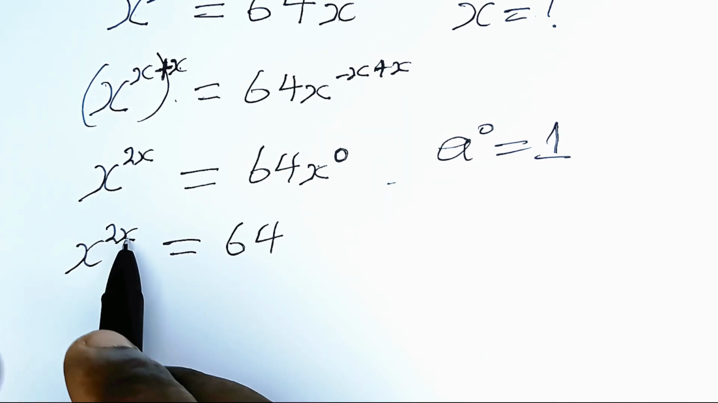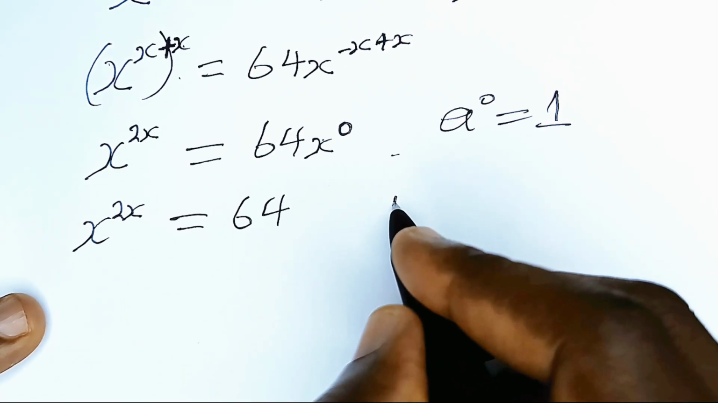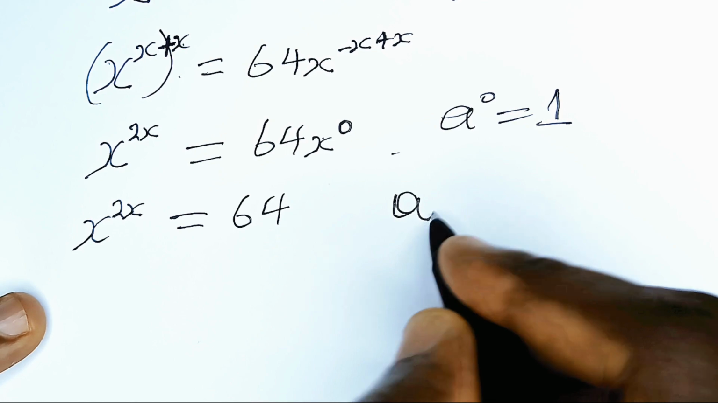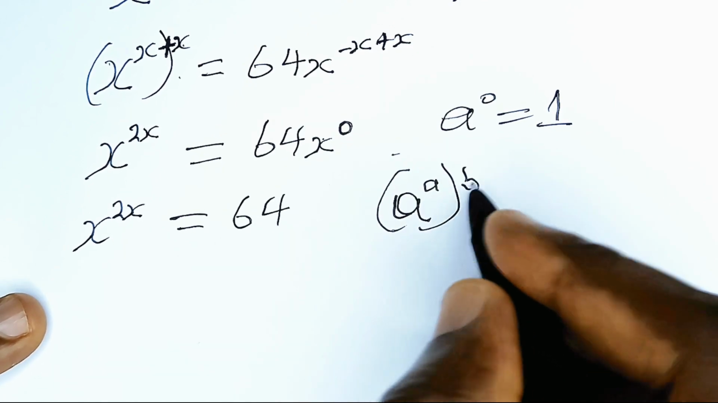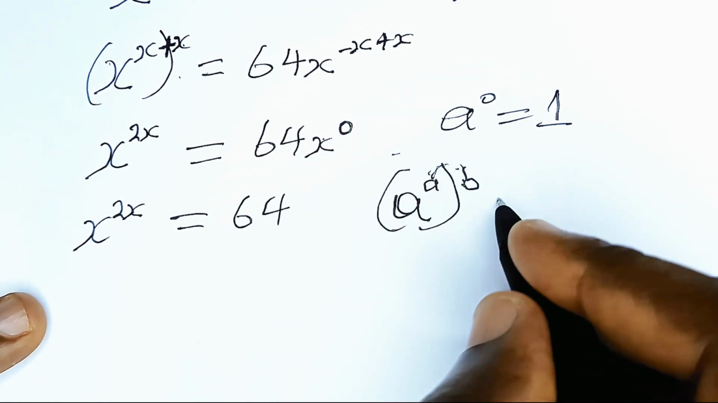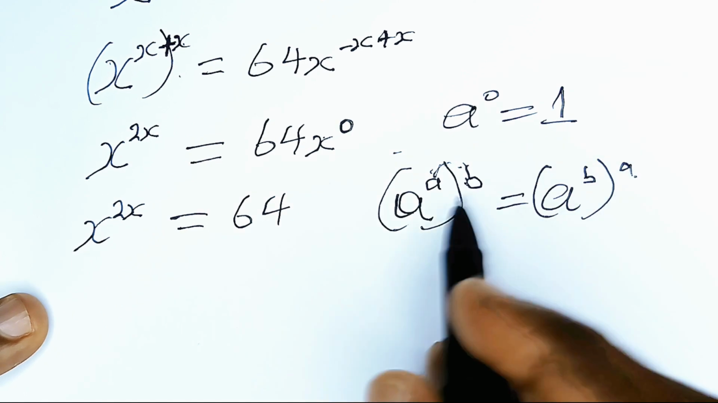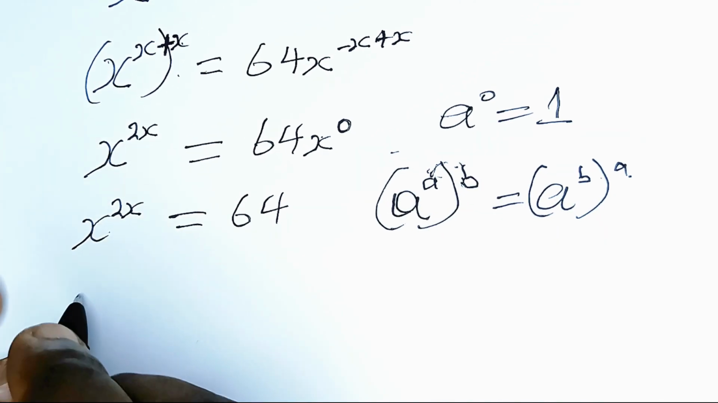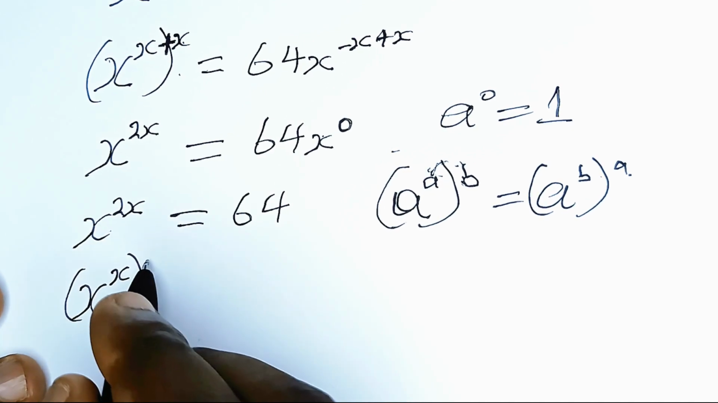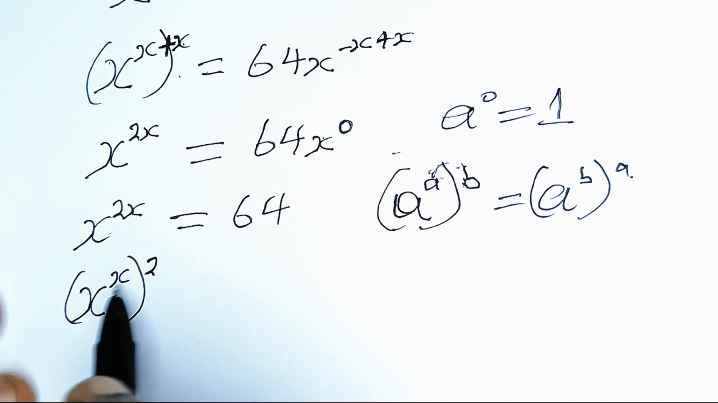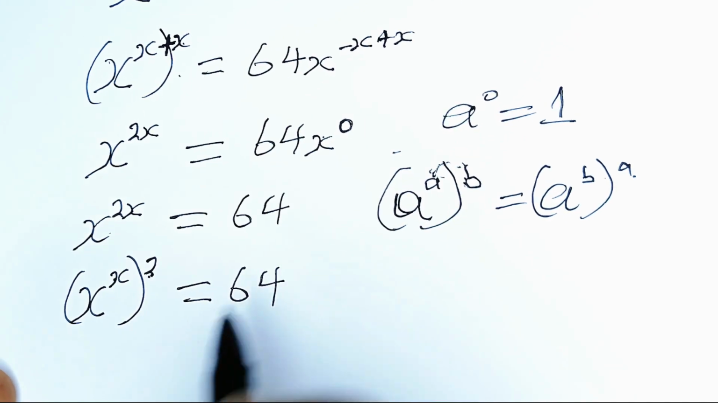What we have to do here is this. Recall that whenever you have a raised to the power of a into b, this can be interchanged to be a raised to the power of b, all raised to the power of a. So it can interchange. Let's apply that here. We have x raised to the power of x, and raised to the power of 2 also, which the 2 can come outside like this. So it's equal to 64.